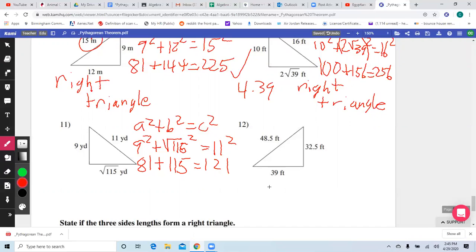Now, if you look at that 81 plus 115, you already know it's not going to equal 121, right? Because 81 plus 115 is too big of a number. So 81 plus 115 is 196. So 196 is not equal to 121. And so this is not a right triangle.